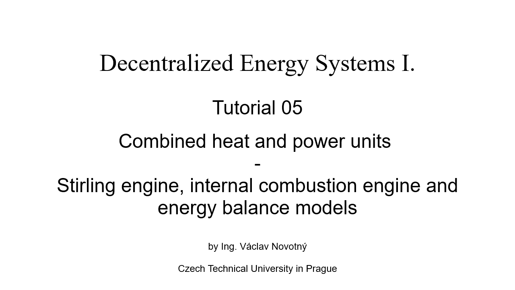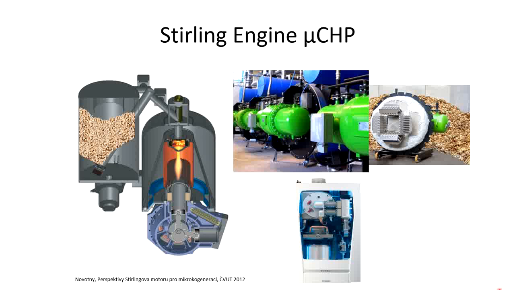This tutorial will be focused on combined heat and power systems, particularly based on Stirling engine and internal combustion engines, and we will look at their balance models. So we will start with Stirling engine cogeneration systems, or actually, as you can see here, micro cogeneration systems, because the Stirling engine systems are basically of the lowest power output spectrum.